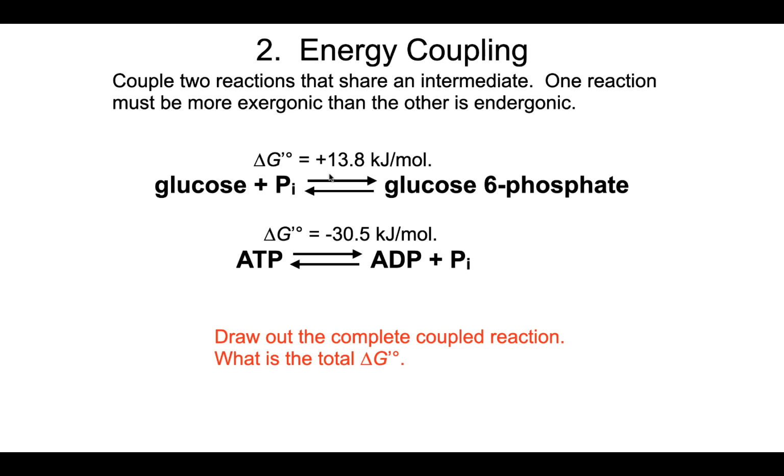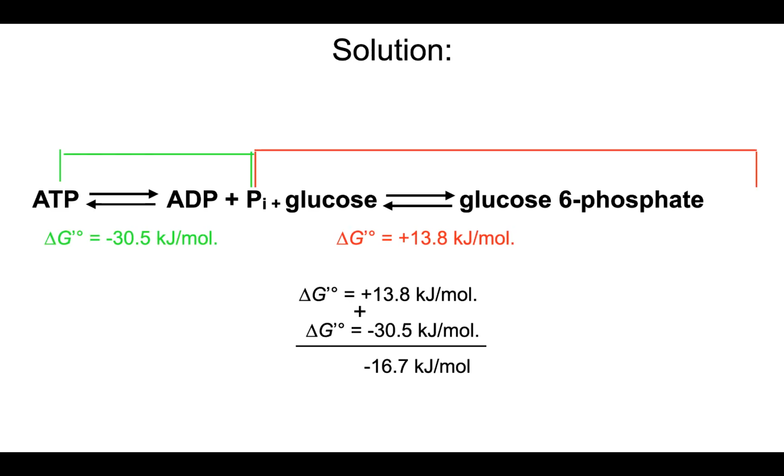Now you can only couple reactions that share an intermediate. Do these two reactions share an intermediate? They sure do. Inorganic phosphate here, inorganic phosphate here. So let's draw out that coupled reaction. So here's the solution. First, we need to write out our coupled reactions. Here's the first reaction: ATP yields ADP plus inorganic phosphate. We are hydrolyzing that ATP. And then here's our second reaction. We are adding an inorganic phosphate to glucose to make glucose 6-phosphate.